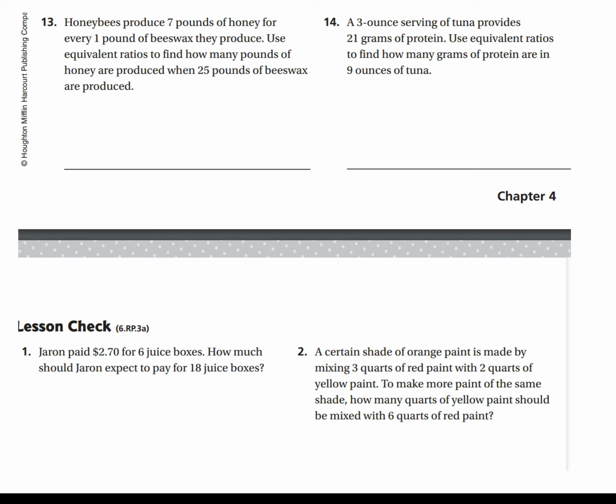Okay, in this video I'm going to cover the last two problems of p75 and the first two problems on page p76. So let's get right to it.